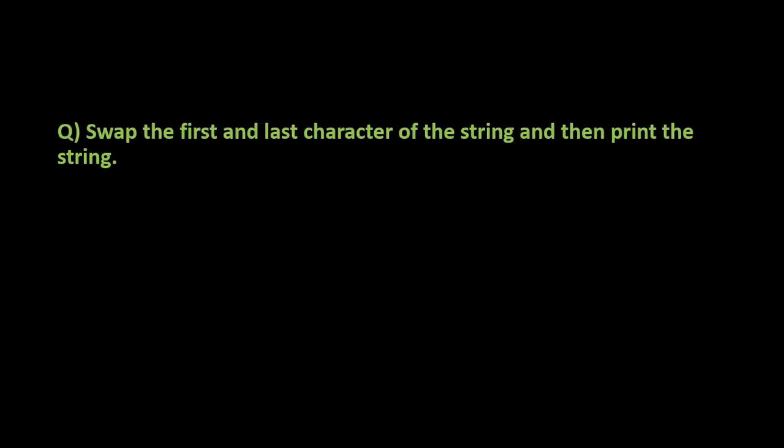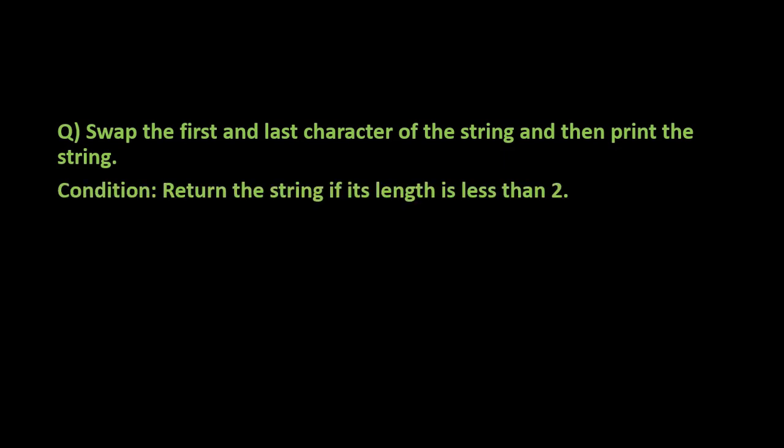Now the coding question was: swap the first and the last character of the string and then print the string. And the condition was to return the string if its length is less than 2. Some students were asked exactly the same question, and for some students there was one more condition: if the first and the last character are the same, then we do not need to swap, we just have to print the string. And if the first and the last character are different, then we just have to swap them and print it.